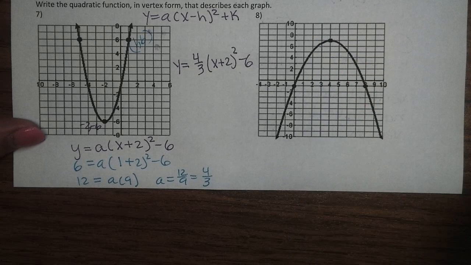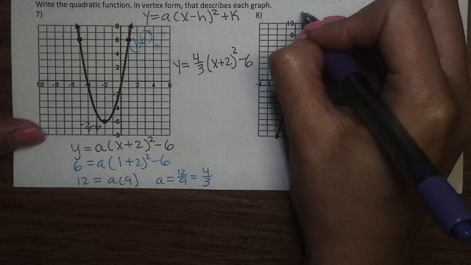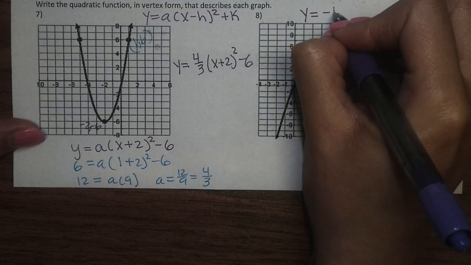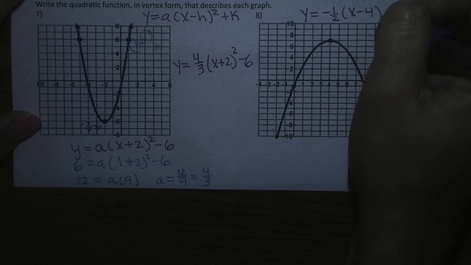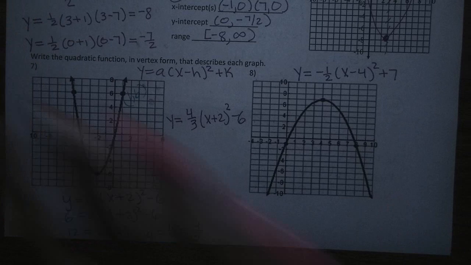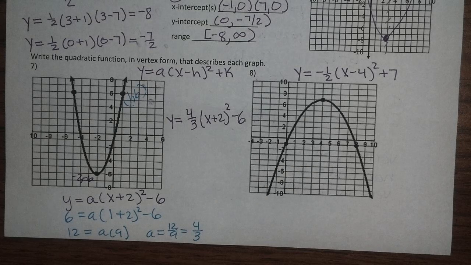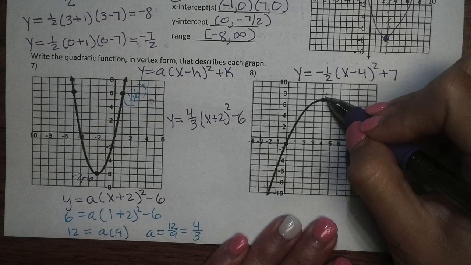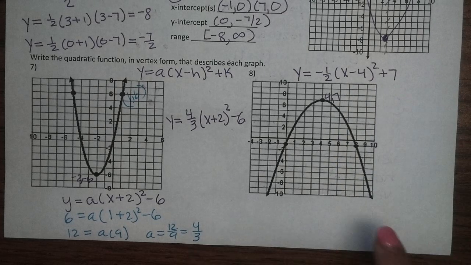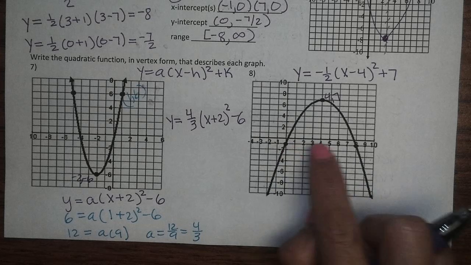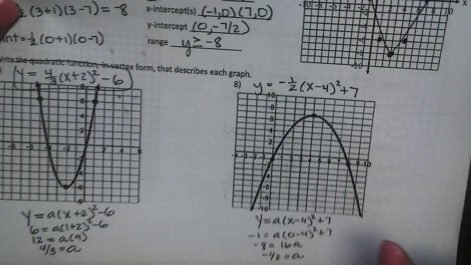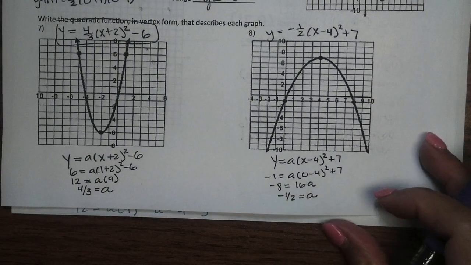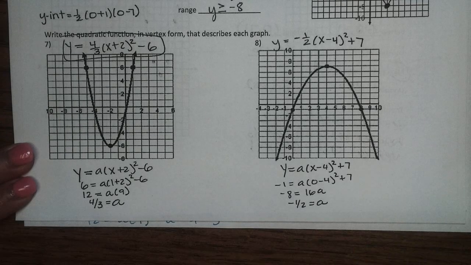Okay, I hope you did number 8 and got the answer y equals -1/2 (x minus 4) squared plus 7, because the vertex was at (4, 7), so that's how I got the h and k. Then if you plug in either one of the points given, I plugged in (0, -1). Here's my work. I did get that a was -1/2. So now you need to go and practice this and watch the standard form video.